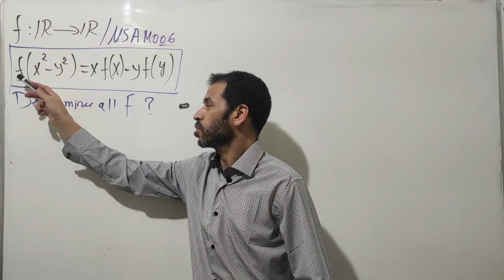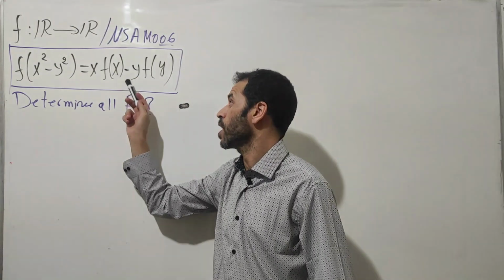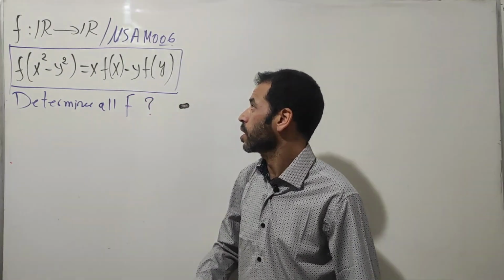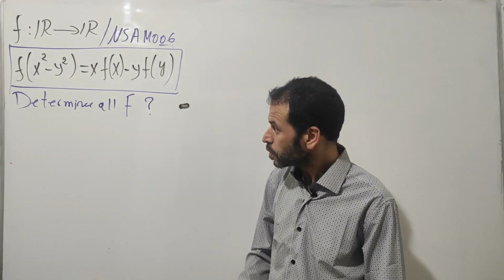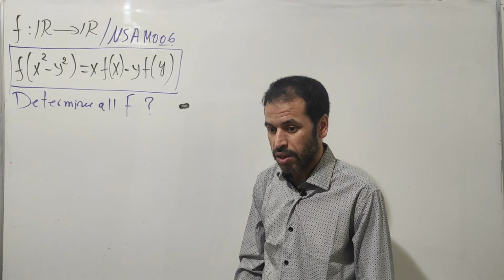We get the following application: f of (x squared minus y squared) equals x multiplied by f of x, minus y multiplied by f of y. Okay, so notice here, before we get started, I would like to remind you about the additive function.